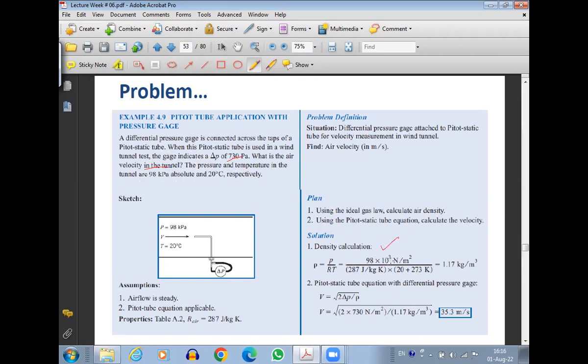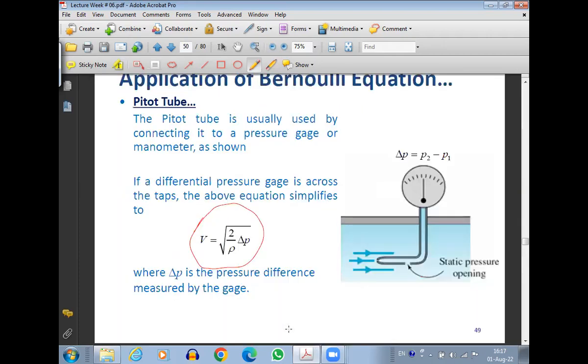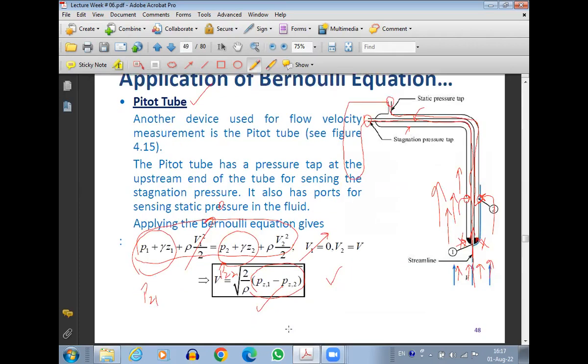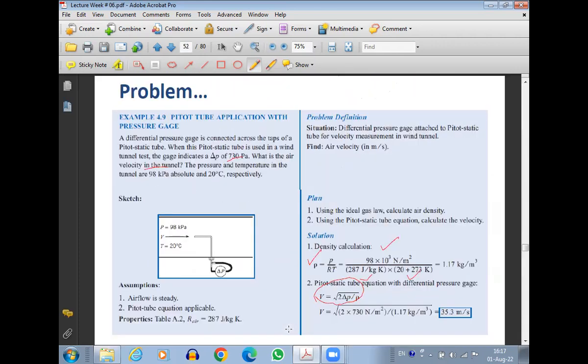So I can substitute the values of pressure and temperature to find the density of the air. Now, if I know the density of the air, then the simple formula is V equals root of 2 del P over density. That was the formula we developed for the Pitot static tube, right? V equals root of 2 del P over rho, or here 2 times Pz1 minus Pz2, which is del P, over rho. Since the differential pressure gauge directly gives us the value of del P, just simply substitute that value. Here 730 Pascal, you can substitute it directly. Then the density I have calculated, substituting it into the main equation, I can get the velocity.